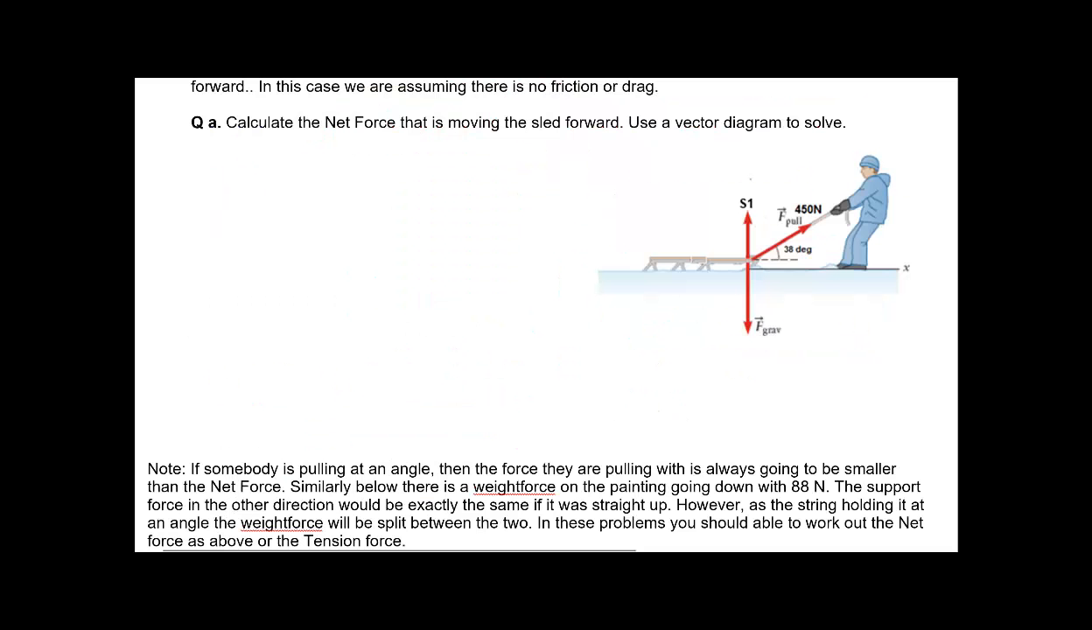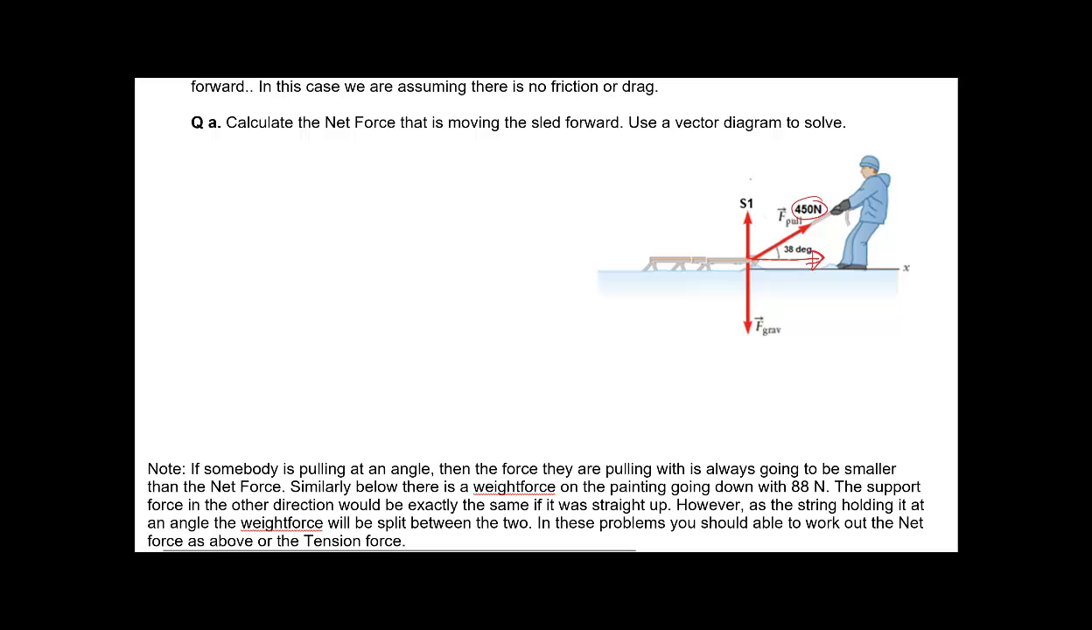Now vector problems can be either kind of simple or they can be kind of hard. And sometimes it's even the question that can just be confusing, so you have to really figure out what's happening. For instance, this guy is pulling away at the sled, and we've used this example before, but because he's pulling at an angle, not all the force is going to be useful in terms of moving it forward. So it will move forward, but not all that 450 newtons.